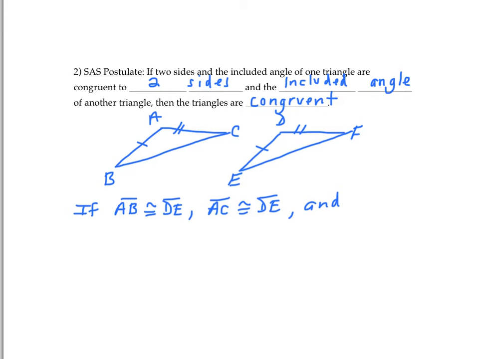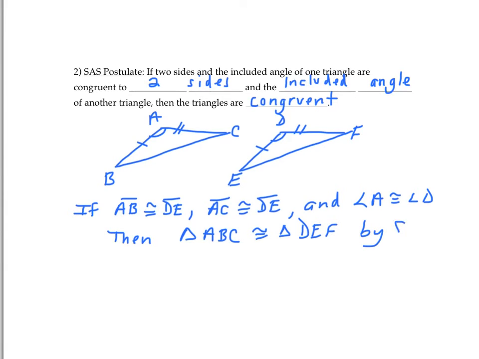and if we know that the included angle, see how that's included between those two sides? It's in between the two sides. So if we know that angle A is congruent to angle D, then we can say that triangle ABC is congruent to triangle DEF. And then we would say they're congruent by side angle side.